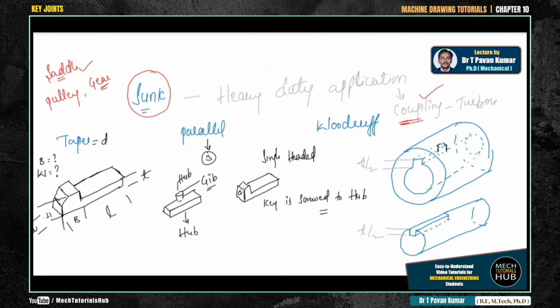Okay, and coming to the double-headed key, the 3D representation is going to be something like this. Means you find heads on both the sides. Okay, this is a 2D representation. Now this becomes the 3D representation of a key.